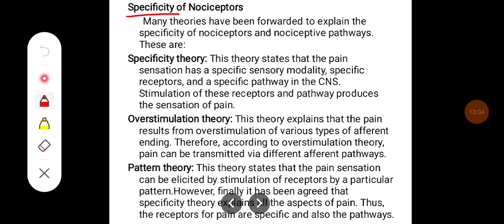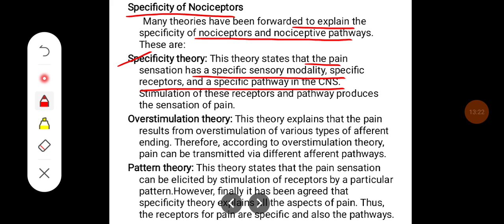Then, specificity of nociceptors. Many theories have been forwarded to explain the specificity of nociceptors and nociceptive pathways. These are the specificity theory. This theory states that the pain sensation has a specific sensory modality, specific receptors, and a specific pathway in the CNS. Stimulation of these receptors and pathway produces the sensation of pain.